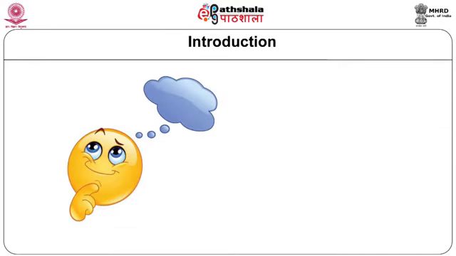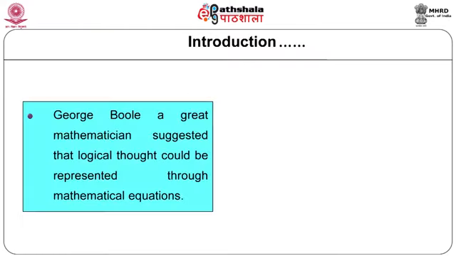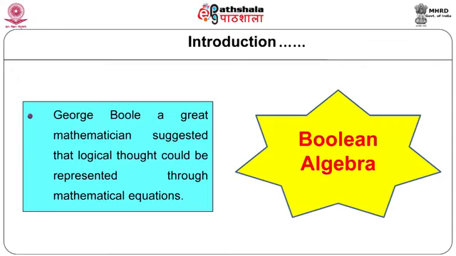Let us begin with a simple question which correlates human thought with algebra. Is it really possible that human thought could be manipulated like an algebraic formula? Think over. George Boole, the great mathematician, suggested that logical thought could be represented through mathematical equations. This is possible with the help of Boolean algebra.